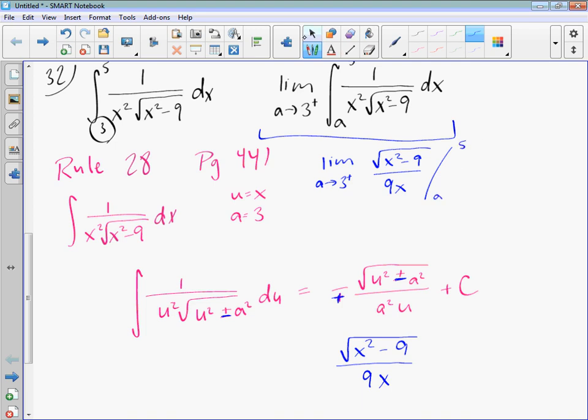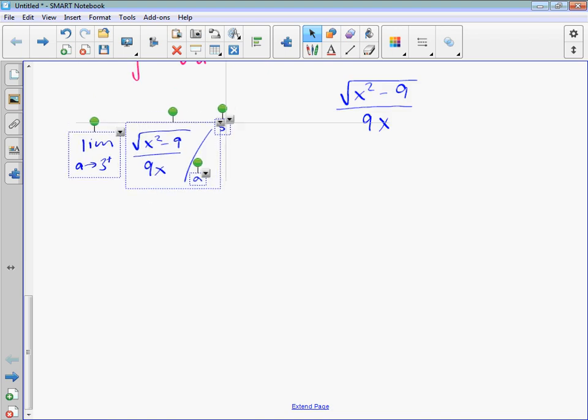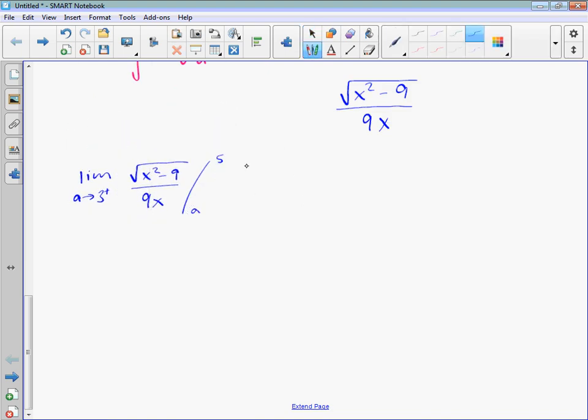So questions on that now? Okay, so we'll continue with that. So then I plug in what first? 5. So let's go ahead and plug in the 5. I haven't taken the limit yet, so you just leave it out front. So if I plug in the 5, I get 25 minus 9, which is 16. Square root of 16 is 4. So this turns into 4 over 45. And then subtract and you plug a in. And if you plug a in, you get the square root of a squared minus 9 over 9a.